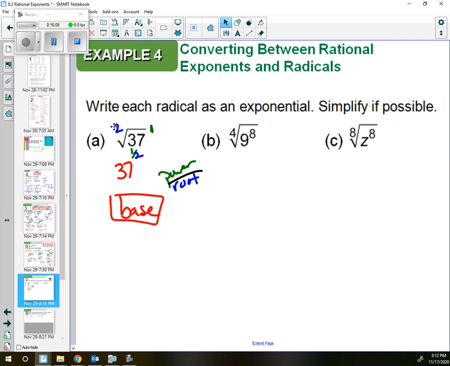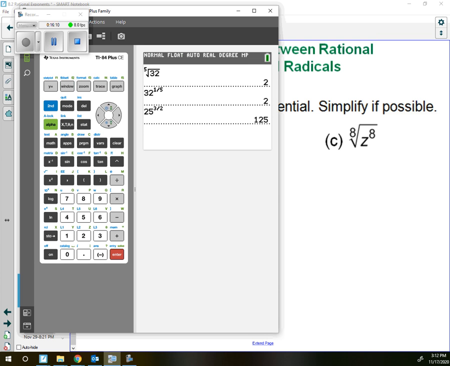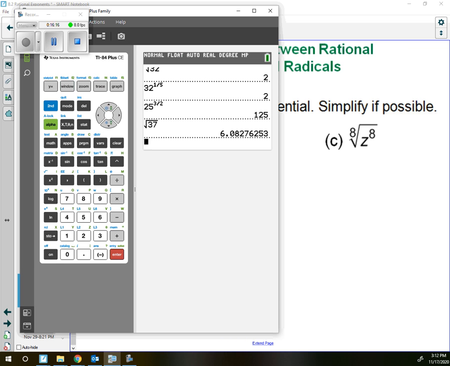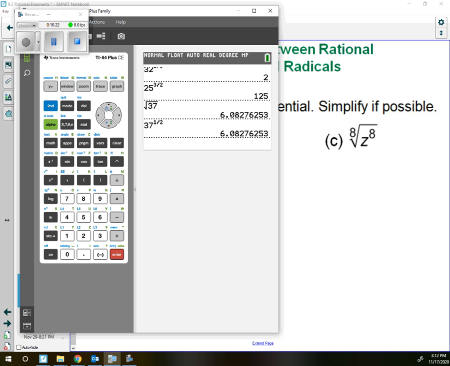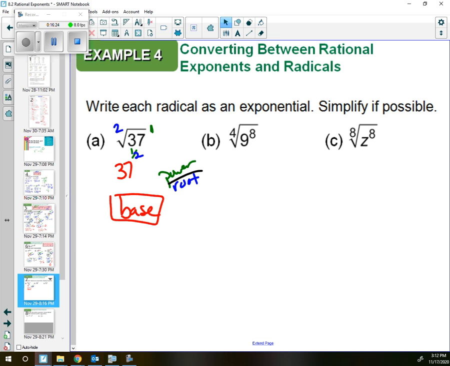And if you're not sure, you can try it in your calculator again, right? Type in square root of 37. I can type that number in and double check and see that's not a perfect square, so it's going to be a decimal, yucky, right? And then try 37 raised to the 1 divided by 2 power and see if you get the same thing. We do, so we know that those are equivalent. So being able to go back and forth is super handy.